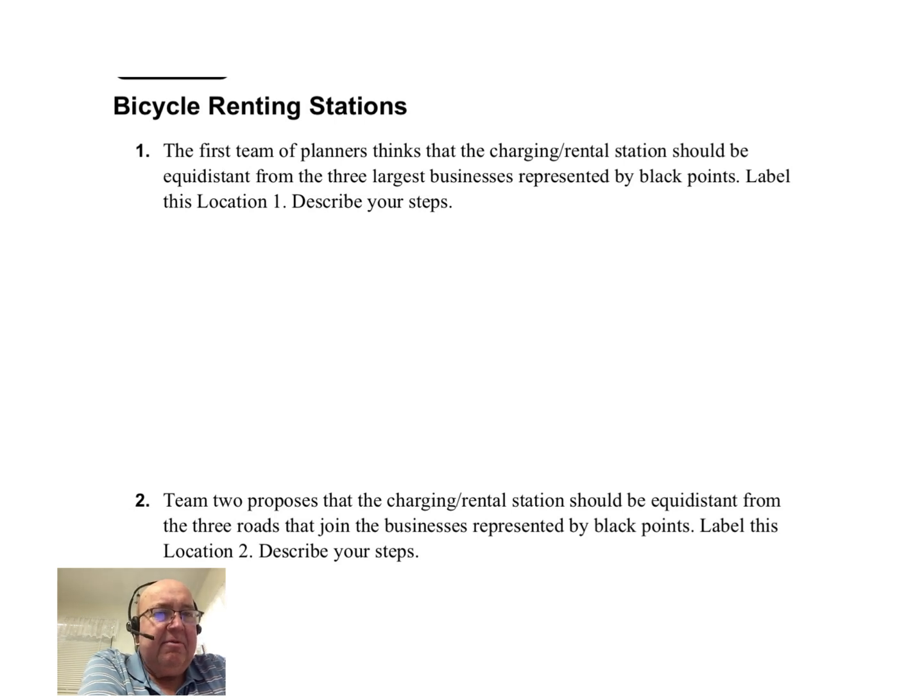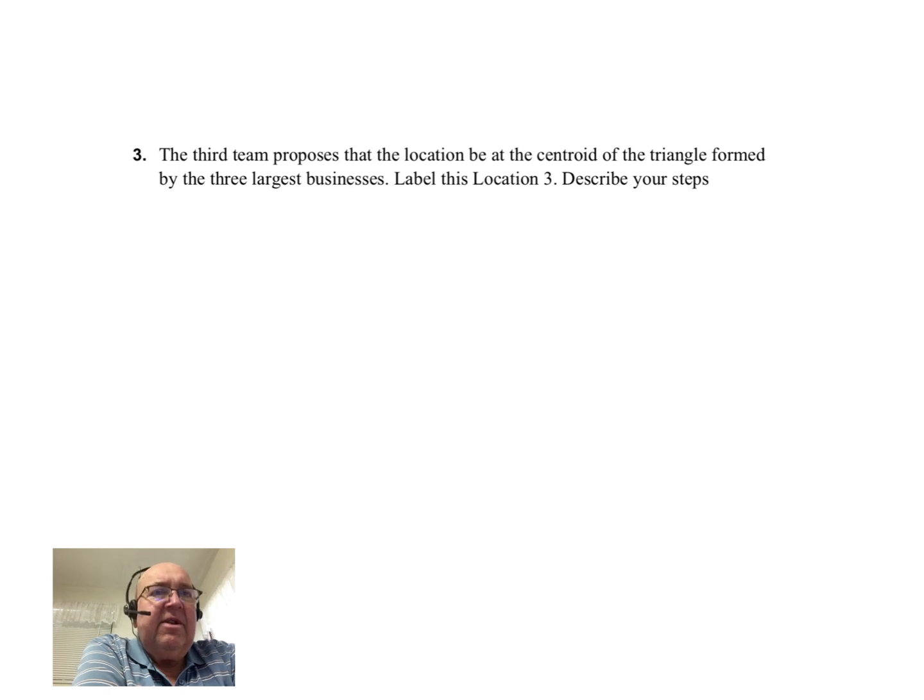Team 2 proposes that the charging rental stations be equidistant from the sides or the roads that join the business, represented by the black points. Label this location and describe your steps. The third team proposes that this one's going to be easy. It says that the centroid be formed by the three largest businesses. Label this location 3 and describe your steps of how you find it.